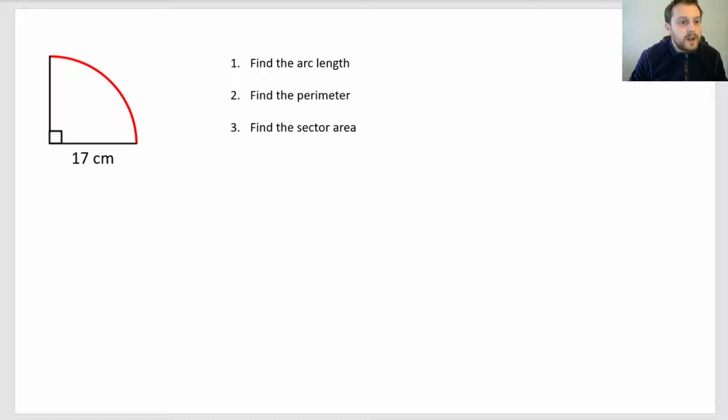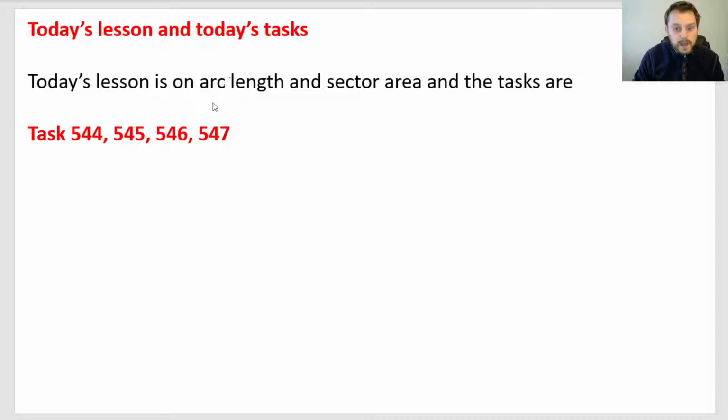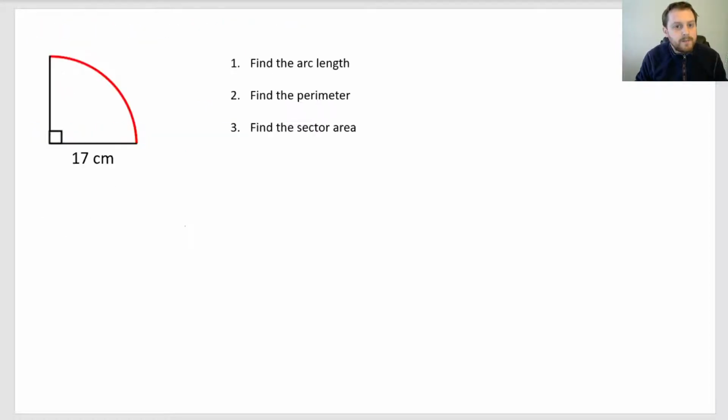Right, so basically we've got a few different questions here. The title for today is arc length and sector area. And basically, an arc is a bit of the circumference.